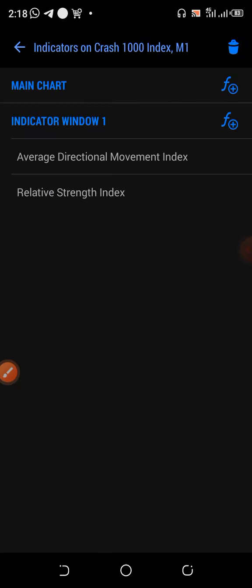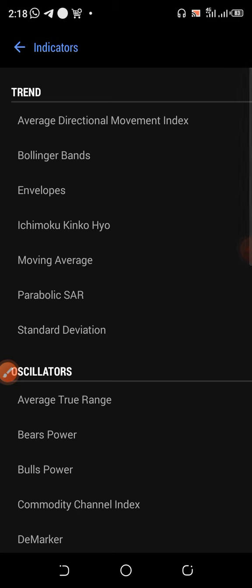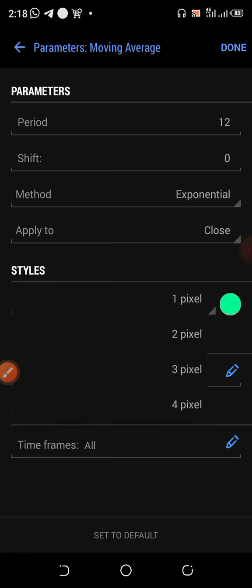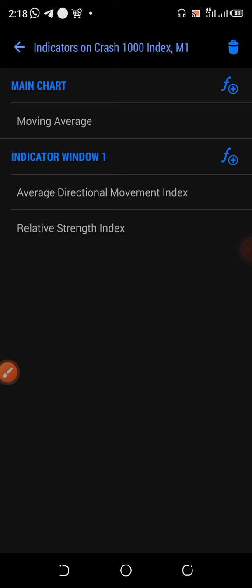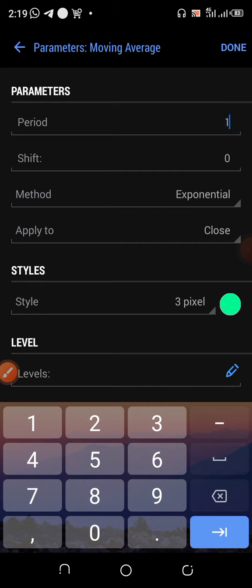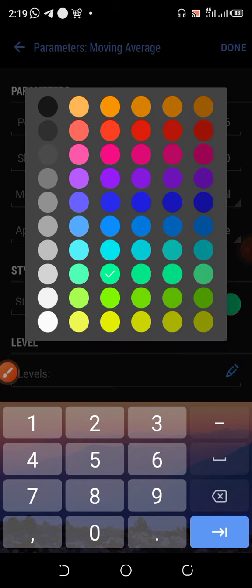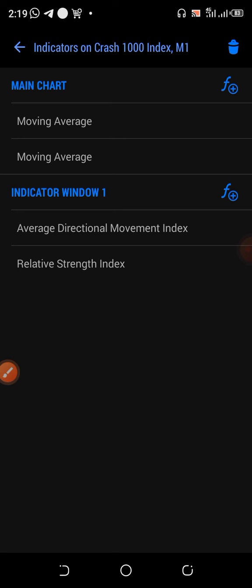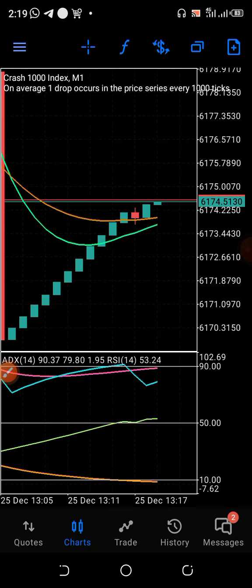Then I will be adding moving average on my screen. Moving average, I'll be using 12 exponential. I will change the color to my color. Then I'll be adding another moving average, this time 26. Then I will change my color to any color of my choice. Exponential, please apply it to close. This is what we have here now.